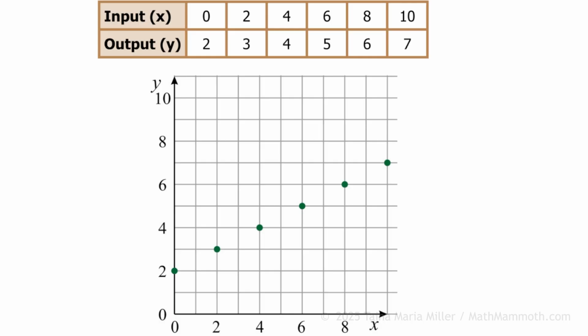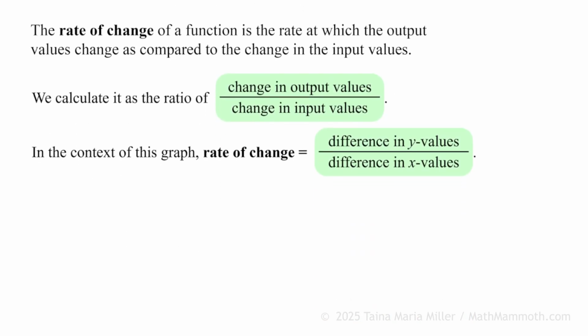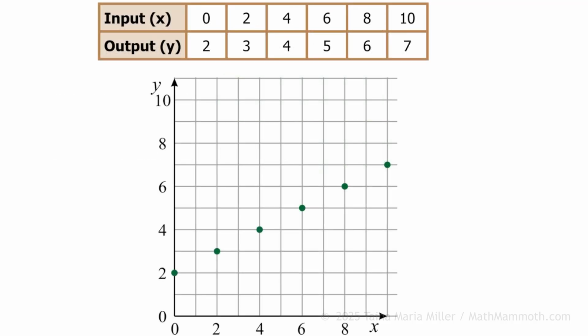But first, the definition. What is the rate of change? Let's read it here. The rate of change of a function is the rate at which the output values change as compared to the change in the input values. And we calculate it as the ratio of the change in output values divided by the change in input values. It's just a simple ratio. It's going to be either a number or a rate with units. And in the context of this graph, we will look at the difference in y values and the difference in x values. Going back to this graph and the table of values.